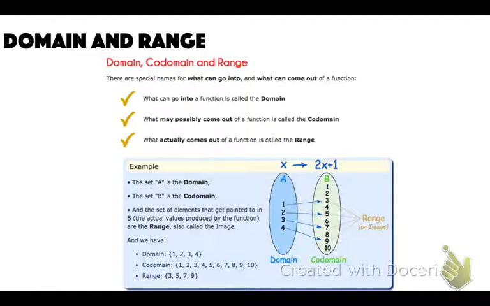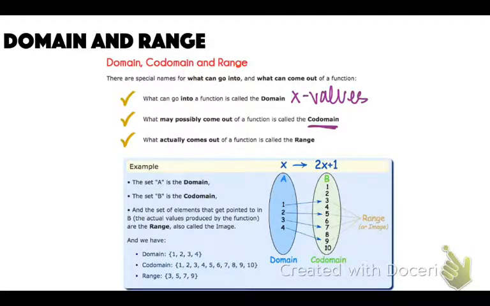So there's three things. There's a domain, there's a codomain, and there's a range. And these are special names for what can go into and what can come out of a function. Okay, so what goes into a function is called the domain. And usually this domain is like our x values. Codomain we'll talk about in a second.